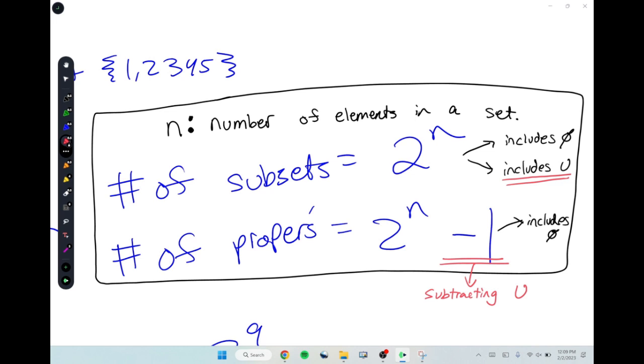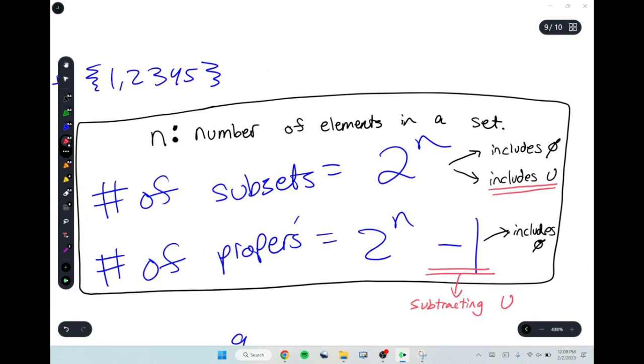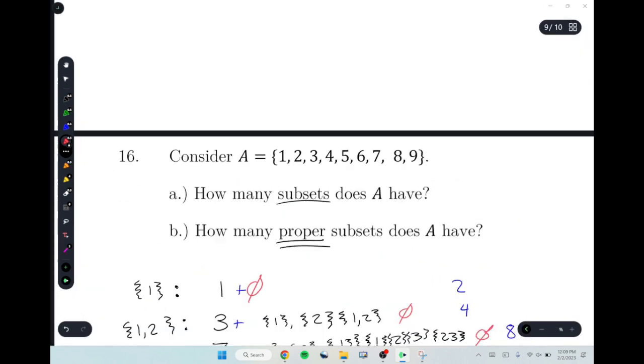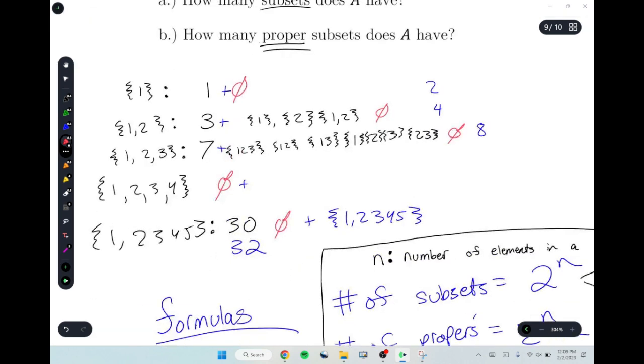Can you explain again so I can understand it? Yeah. Just this box, you mean? No. The whole thing? Yes. Okay. How many subsets does A have? How can we get to the box?